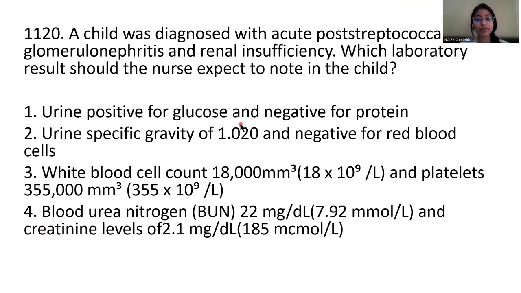Urine positive for glucose and negative for protein. Urine specific gravity of 1.020 and negative for red blood cells. White blood cell count 18,000 mm³ and platelet count 3,55,000 mm³. And blood urea nitrogen 22 mg per deciliter and creatinine level of 2.1 mg per deciliter. Now, in these options, we have to see which value is altered and which value is not in the normal range. And also, we have to check what the features of kidney damage are. So, let's see the answer.